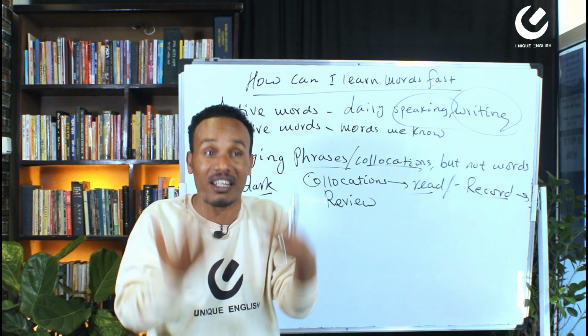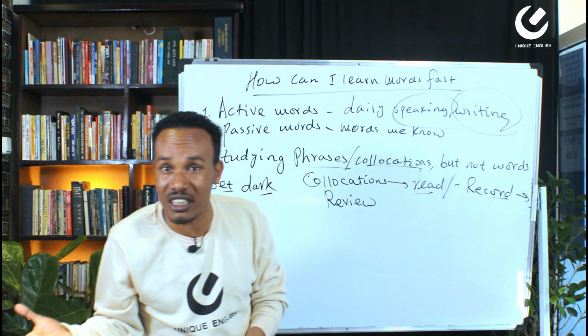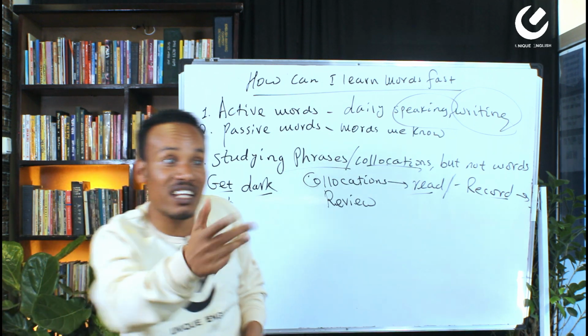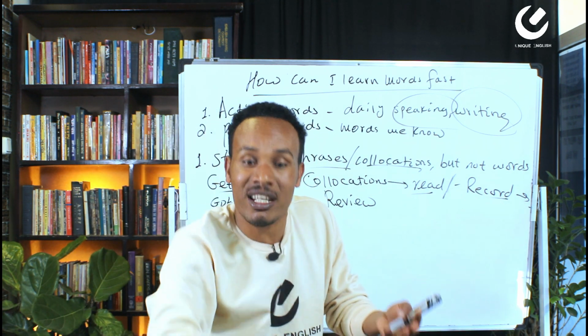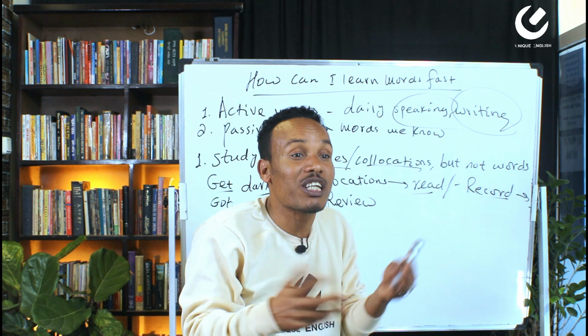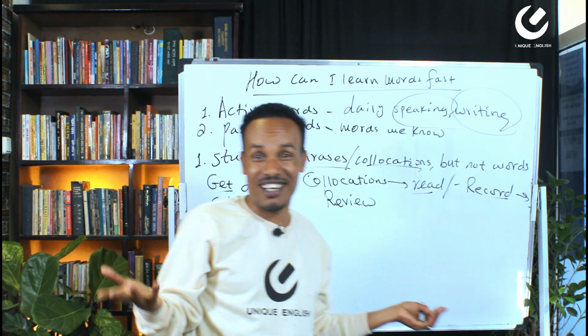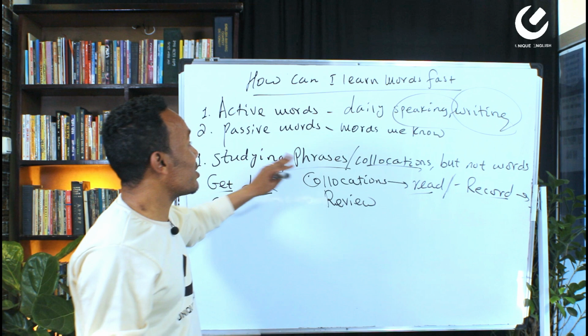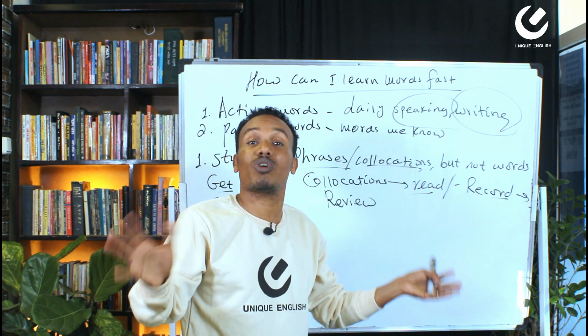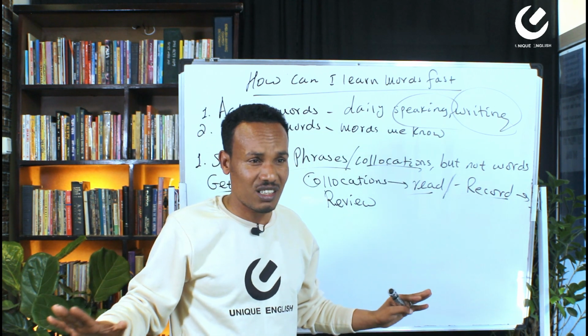The guarantee is practicing. What's the guarantee to speak English? Practicing every day. What's the guarantee to write? Practicing. If you don't write, start writing. Or if you don't speak, start speaking. That's the guarantee. Yeah? Do we understand each other now? So never study words, but study phrases or collocations. This is the first strategy.